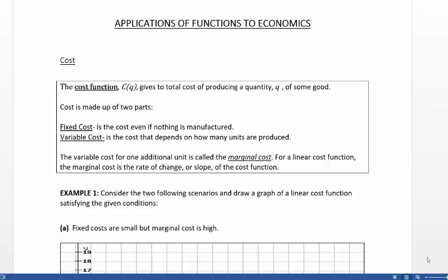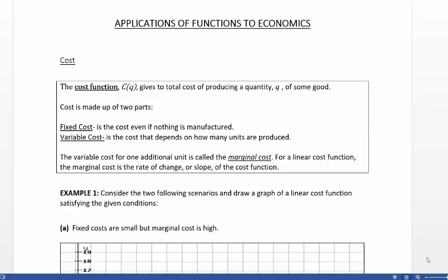In this video, we're going to look at the cost function as applied to calculus. Cost functions come from economics. Here, we want to know what is a cost function, who is incurring the cost, and what are the different parts that make up cost functions.